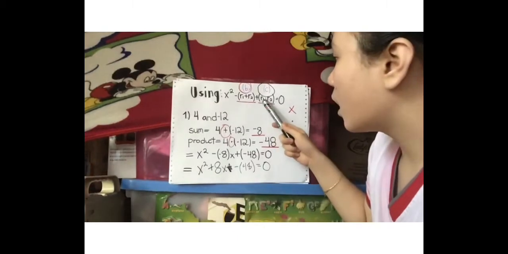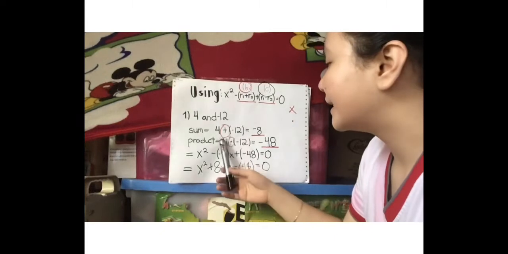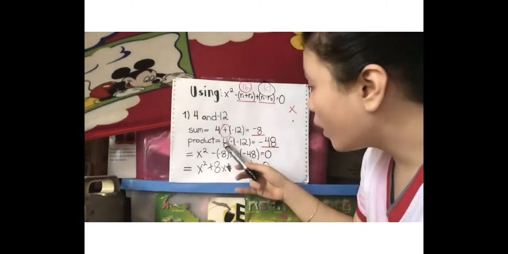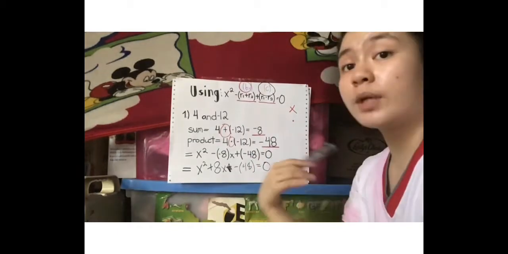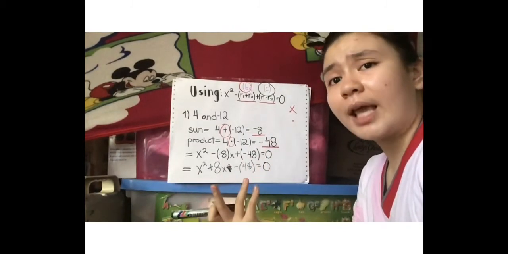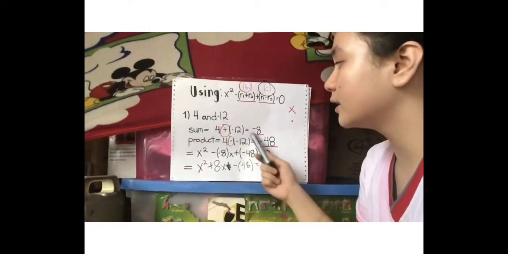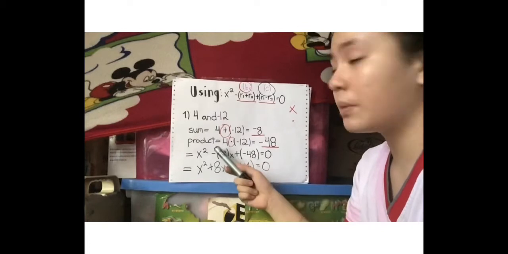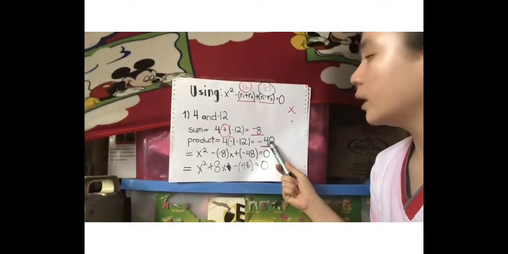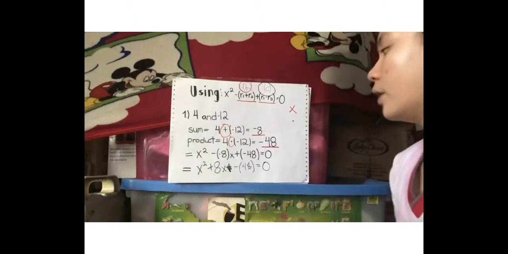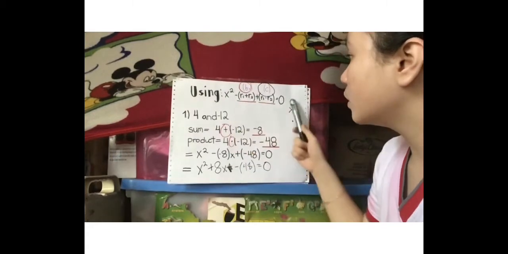Therefore, r1 multiplied by r2, substitute 4 times negative 12 is equal to negative 48. Negative 48, why? Because the two numbers don't have the same signs, which means this one is positive, this one is negative, therefore the value is going to be negative. Use these values to substitute using this formula.